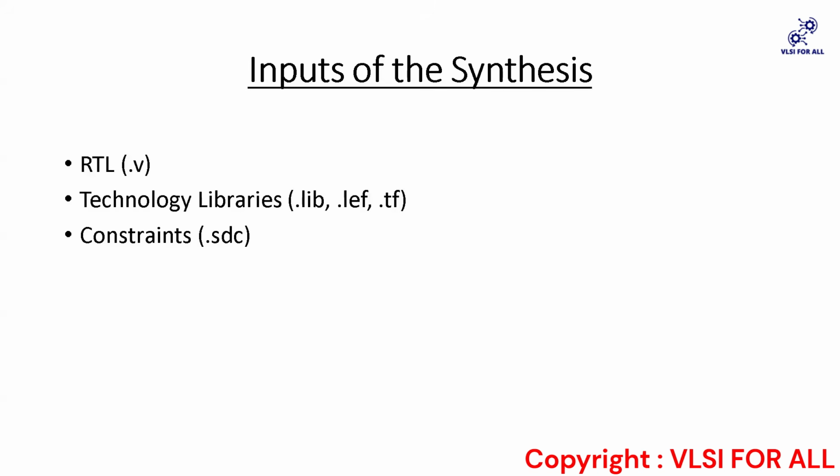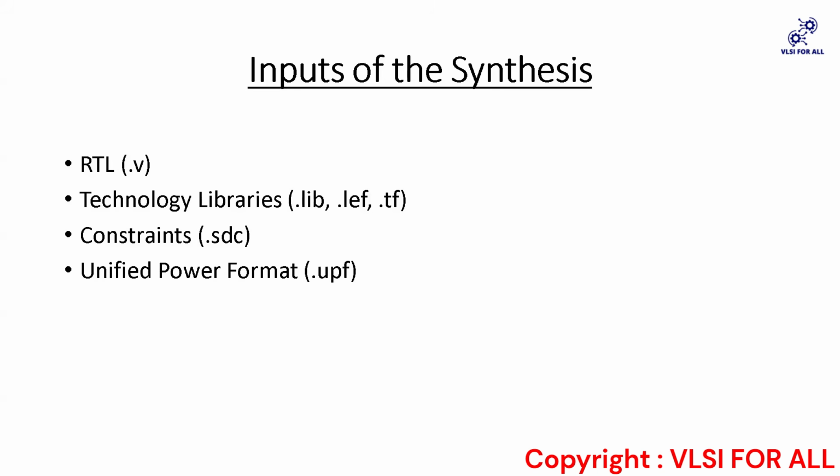Constraint files. Now let's see the examples of the constraint .sdc file. Those are create clock, create generated clock, set clock latency, set clock uncertainty, set max area. These are the examples of constraints.